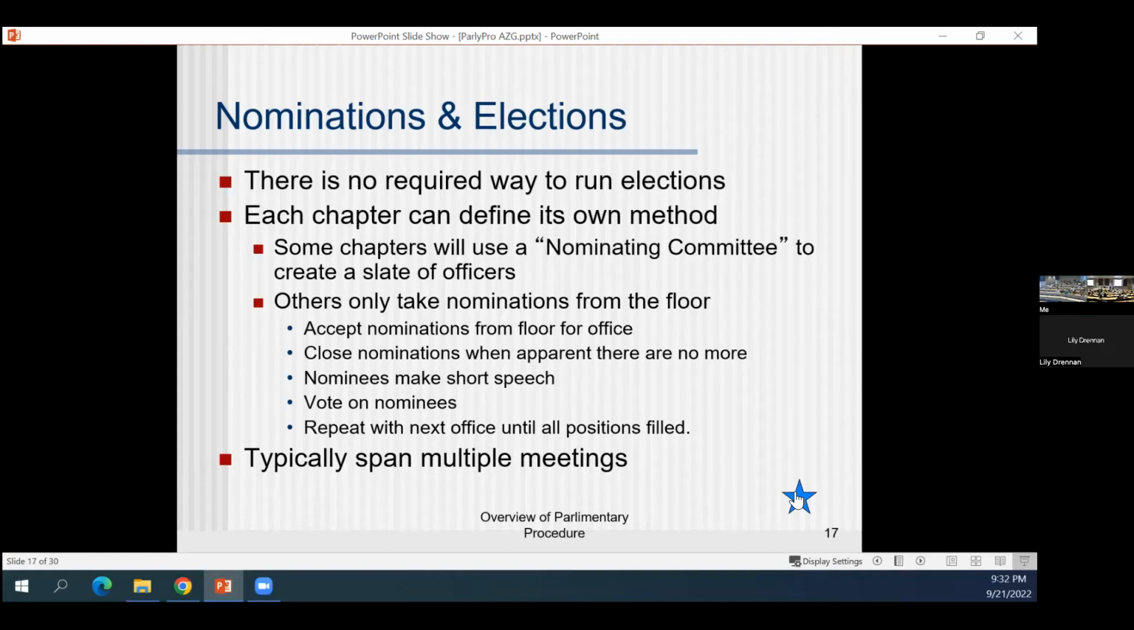It is often customary, at least in Alpha Phi Omega, to allow candidates to make a short speech. Your bylaws may or may not require that, allow for it, prohibit it, read your bylaws. Unless the bylaws prohibit it, it's up to the chapter at that time whether you want to do it. I think it's generally a good idea. You can limit those speeches to a minute or two so you don't spend all day doing it. Then you vote, and you keep going until all the offices are filled. As it says, typically that'll span a few meetings.